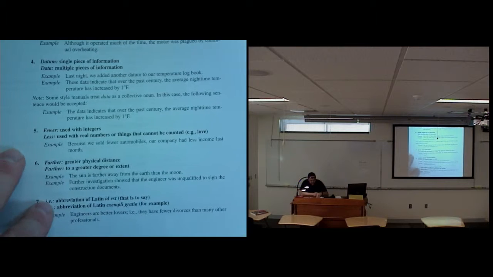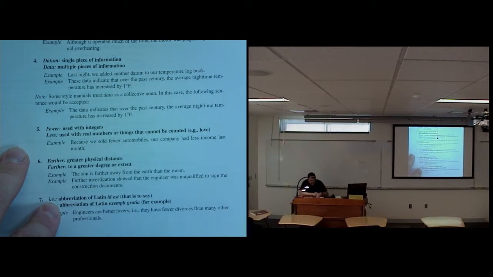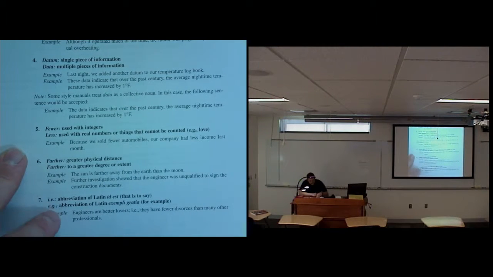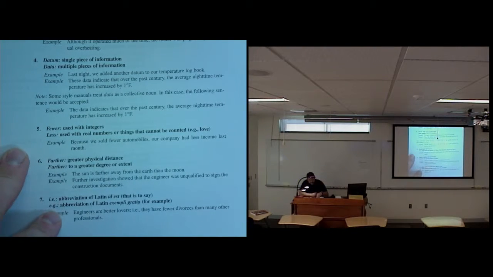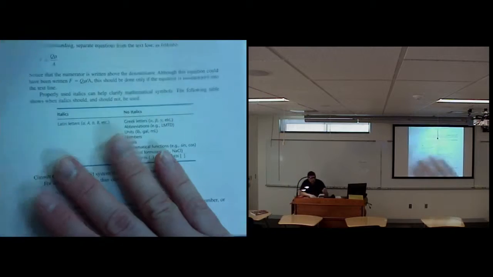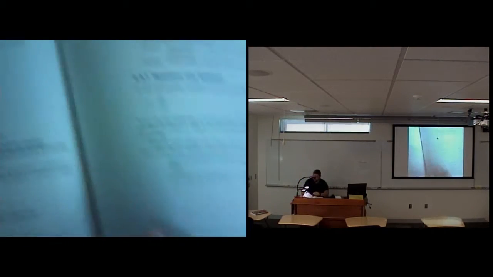We have these two abbreviations in Latin, i.e. and e.g., right? i.e. means that is to say. So in other words, you're talking about something and it's maybe not obvious what you're trying to get at, so you use i.e. e.g. is you're talking about something and you want to give an example of what you're explaining. So that's for example, e.g. Those things are confused way too often.